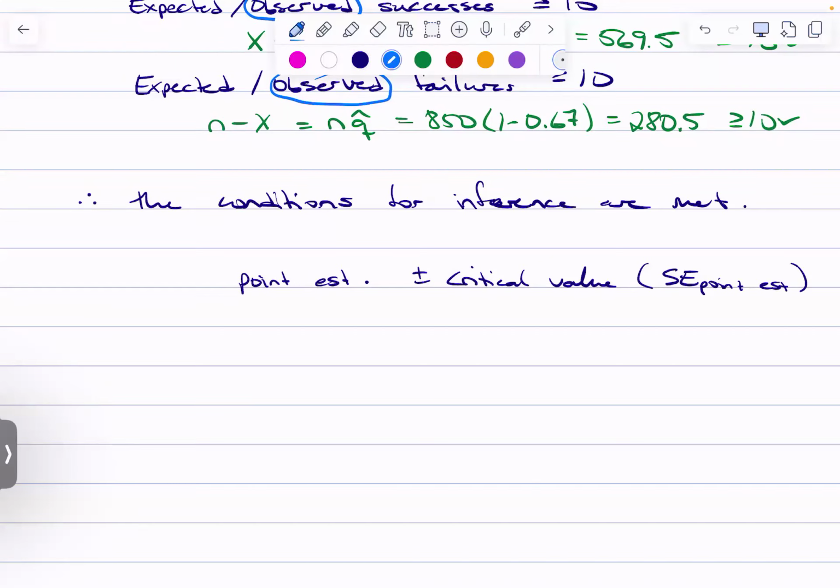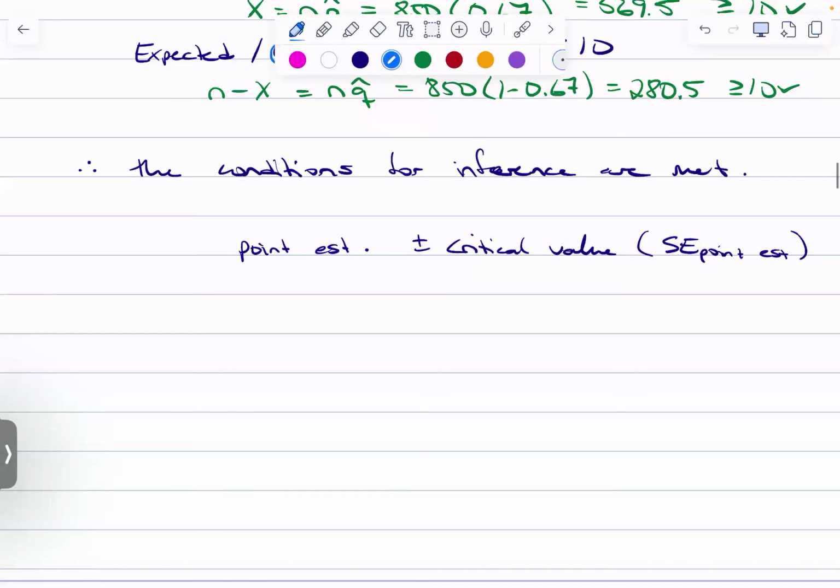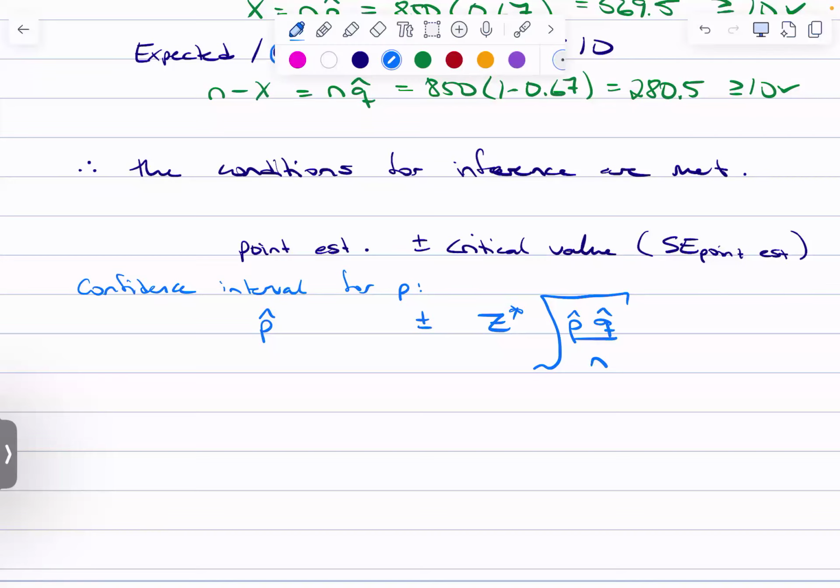In the specific case of P, right, we're trying to build a confidence interval for P. So a confidence interval for P is going to be P hat plus minus Z star times the square root of P hat Q hat over N. I can move this P hat closer. I don't know why it's so far out there.